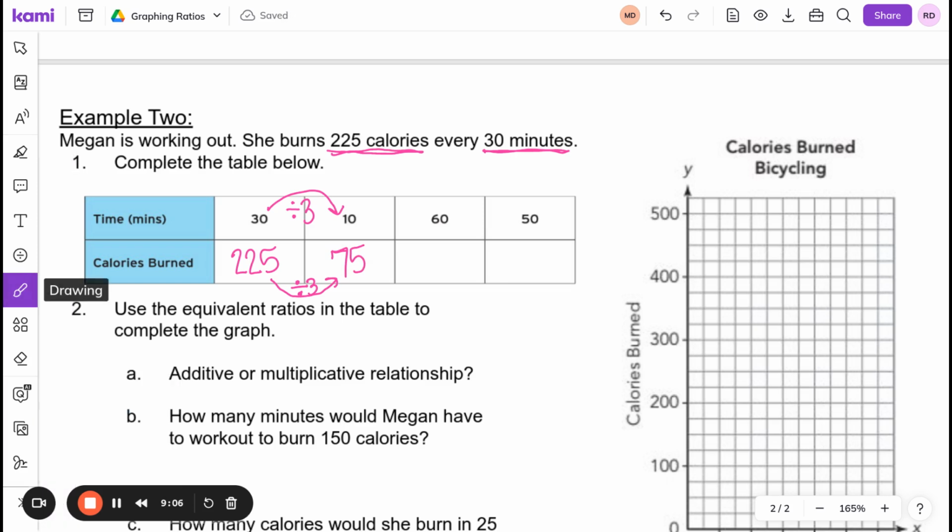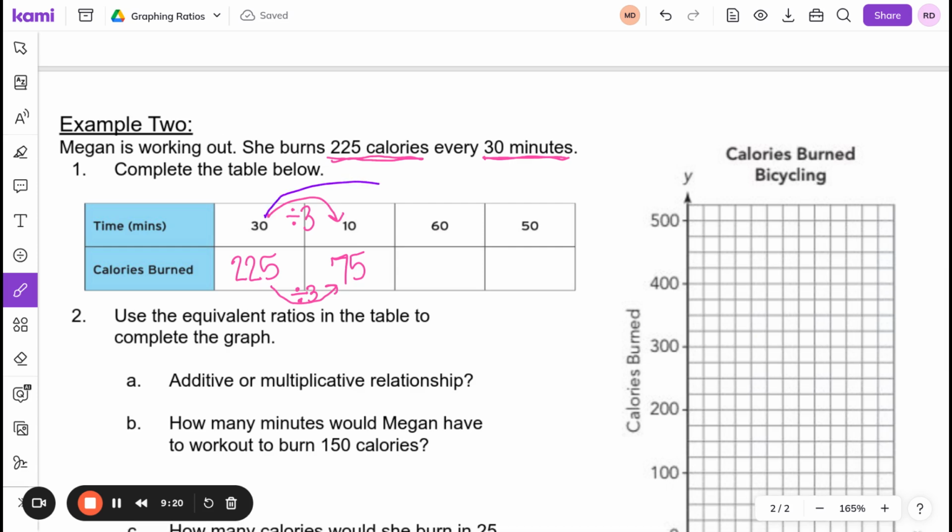When we talked about the ratio tables, we do always want to try to start with the ratio they gave us because there's not a math error there. So we were given the starting ratio of 225 calories in 30 minutes. So we can turn a 30 into a 60 pretty easily. We can do that by multiplying by 2. Whatever we do to the top, we do to the bottom. So 225 times 2 is 450 calories.